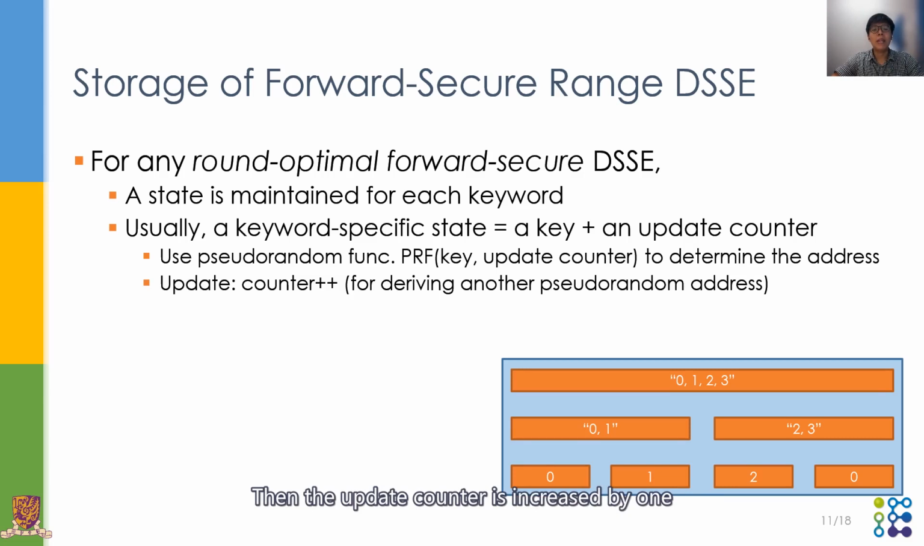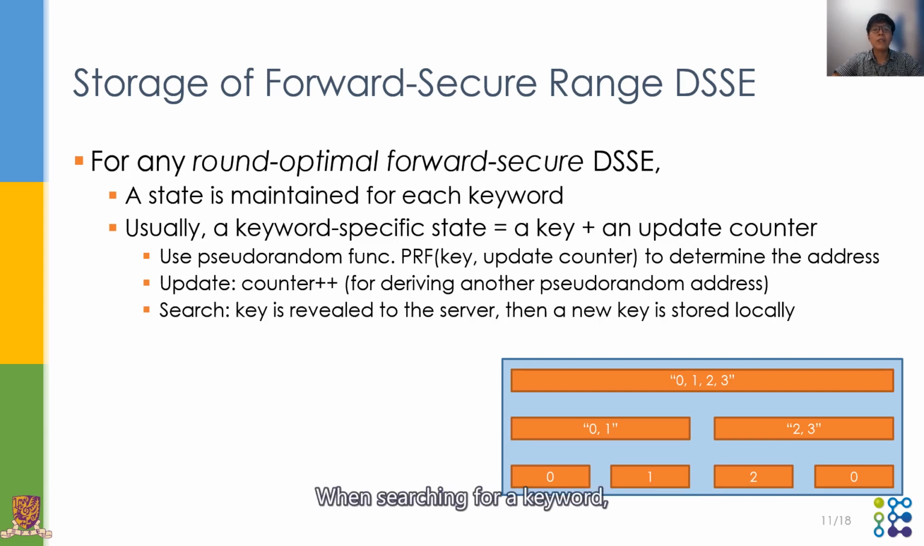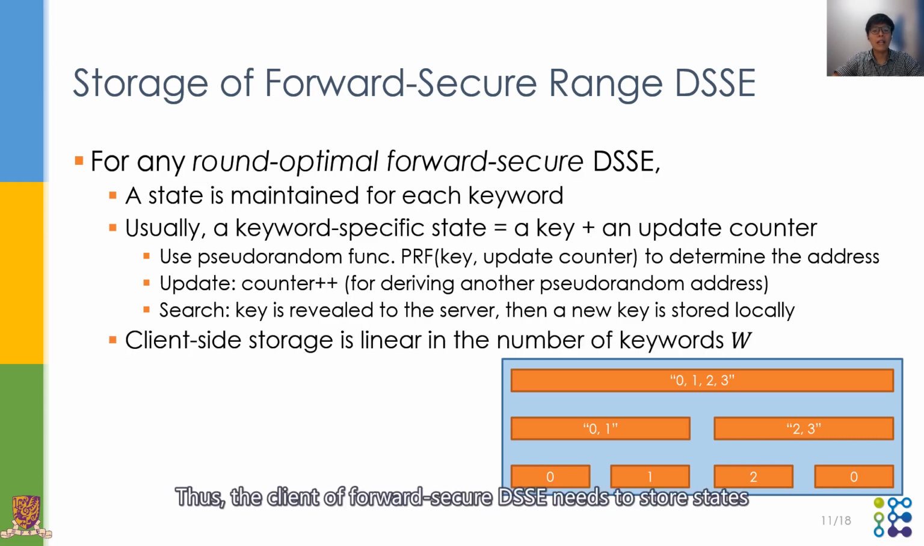Then, the update counter is increased by 1 to ensure the next address is still pseudorandom. When searching for a keyword, its key will be revealed to the server. Meanwhile, a new key will be picked and stored locally to ensure the subsequent update will not be exposed due to any previous search. Thus, the client of forward secure DSSE needs to store states as many as the number of keywords.